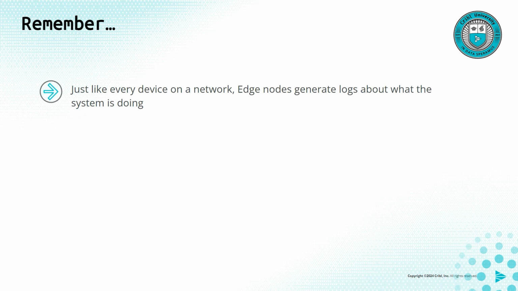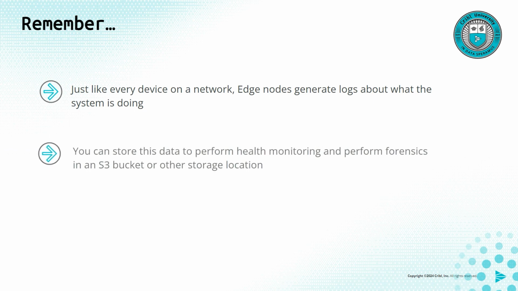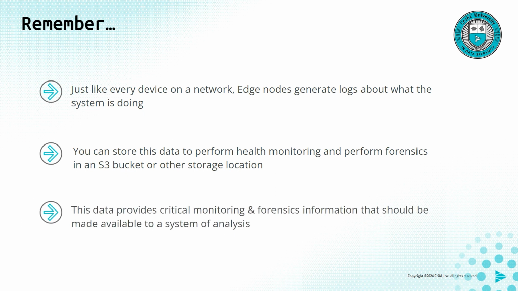Now let's go through some quick things to remember when collecting log data. First, just like every device on your network, Edge nodes generate logs about what the system is doing. These logs are fundamental for troubleshooting issues such as data stream blocking or system errors. In order to save on ingest costs, you can store this information in an S3 bucket or other storage location in order to perform health monitoring or forensics at a later date. And finally, remember that this data provides critical monitoring and forensics information that can be made available to a system of analysis.